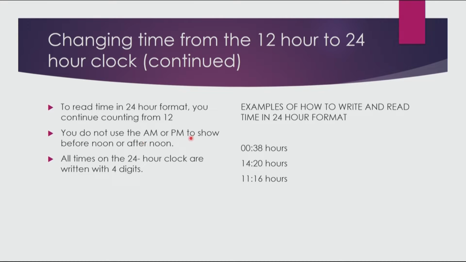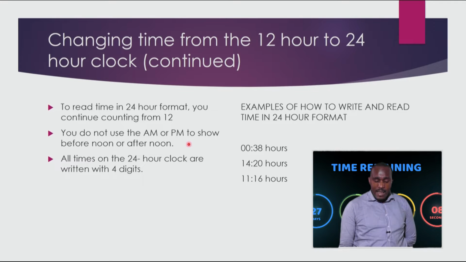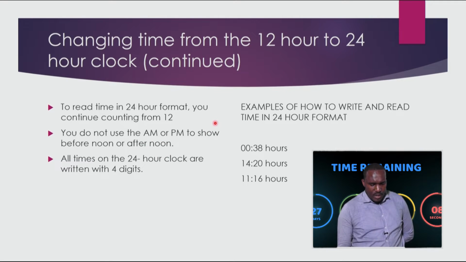You do not use AM or PM when you are reading time in 24-hour format. You don't say 14 hours AM or 14 hours PM, no. Just when you say 14, when you say 13, it is known that it is afternoon. When you say 12, it is known, because there are no two 12s. The other one is 00, the other one is 12. So you don't use AM or PM to show that it is before noon or afternoon when you are using the 24-hour clock.